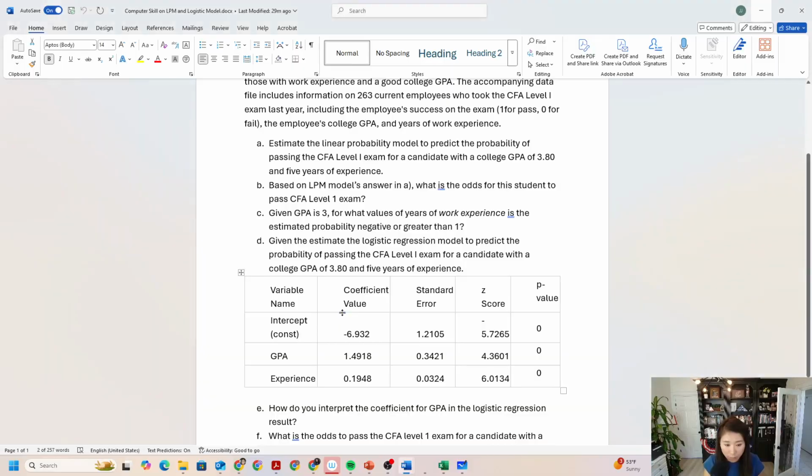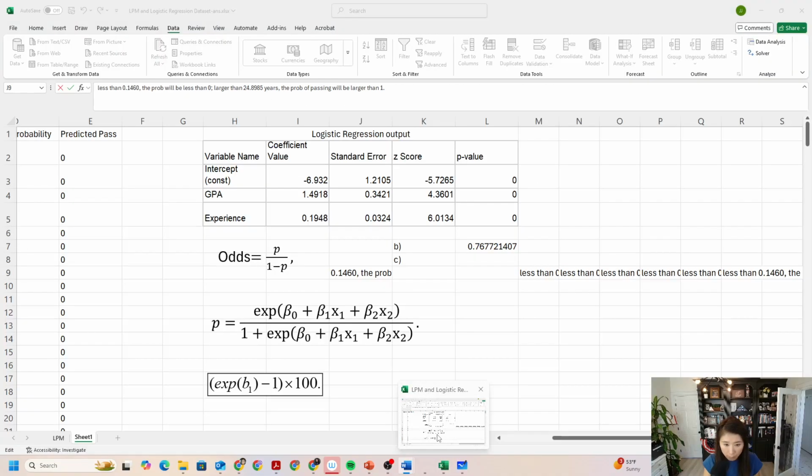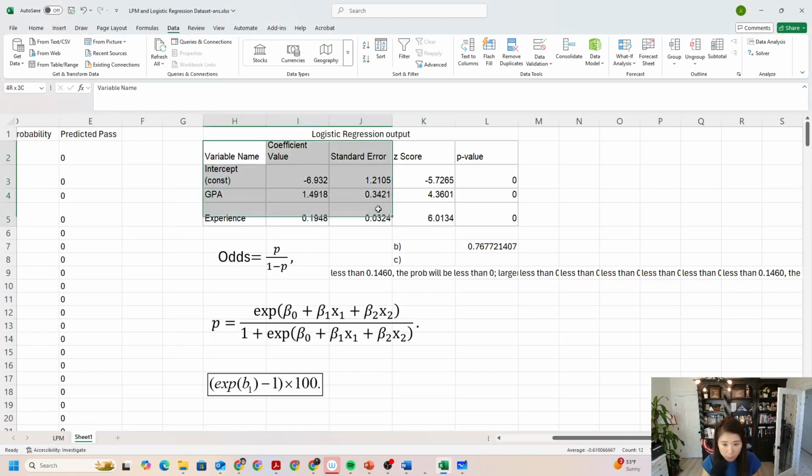This is the result I used Python to develop, and we are able to see this table on our Excel sheet as well. Given this logistic regression output, you will notice that both GPA and years of experience still have significant impact on predicting the probability of the candidate passing the level 1 CFA exam. So the question here is, instead of just getting this result, we are actually going to predict, right?